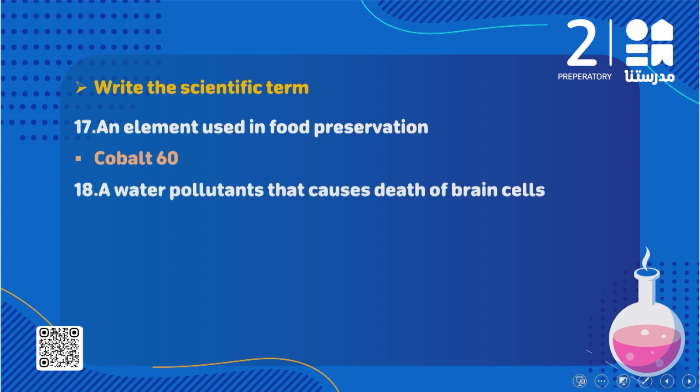طيب 18, a water pollutant that causes death of brain cells. Water pollutant because death of brain cells. It's called what? It's called lead. And do you remember when we talked, طبعا of course the lead here, it's one of the types of the chemical pollutant that causes chemical water pollution. وقلنا ان الليد because death of brain cells.